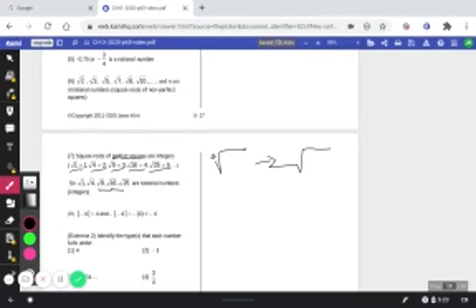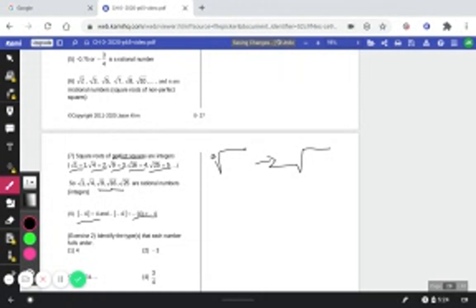Now, number 8, the absolute value of negative 4 is 4. We learned this. The negative of the absolute value of negative 4 becomes negative 4. We learned that as well. Okay.